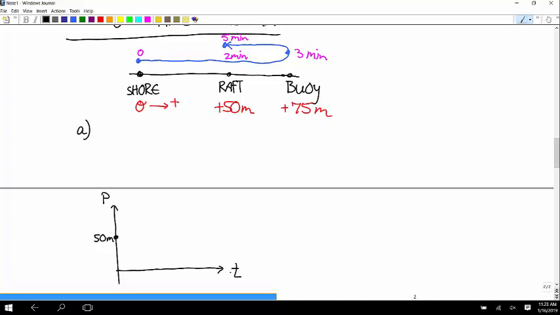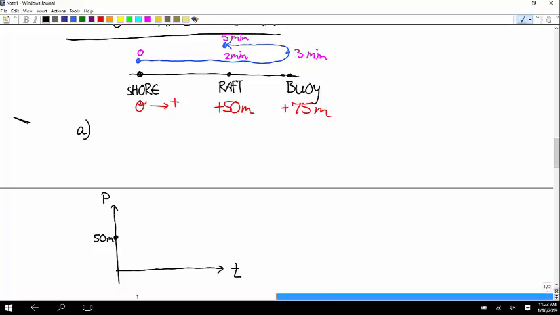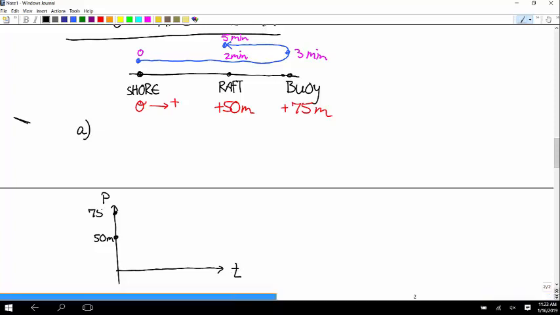In math you've almost never drawn a function value on the x-axis and the independent variable on the y-axis, but that's what we're going to do here. Position is always going to be vertical. Time is always going to be horizontal. And then the other point that matters is 75 meters.